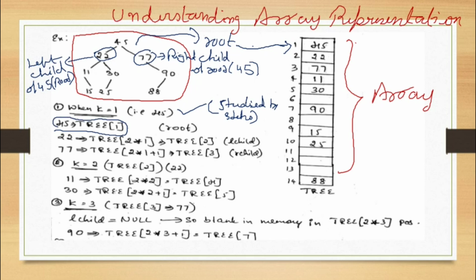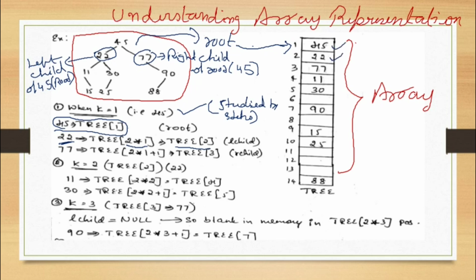45 is stored in tree of 1 property. Then 22 is the left subchild. So for the left subchild, what is the rule? The left subchild of the tree is stored in 2 into k. What is the k here? K is 1, so that is nothing but tree of 2. So in tree of 2, your left subchild is stored. So that is how we get 22.